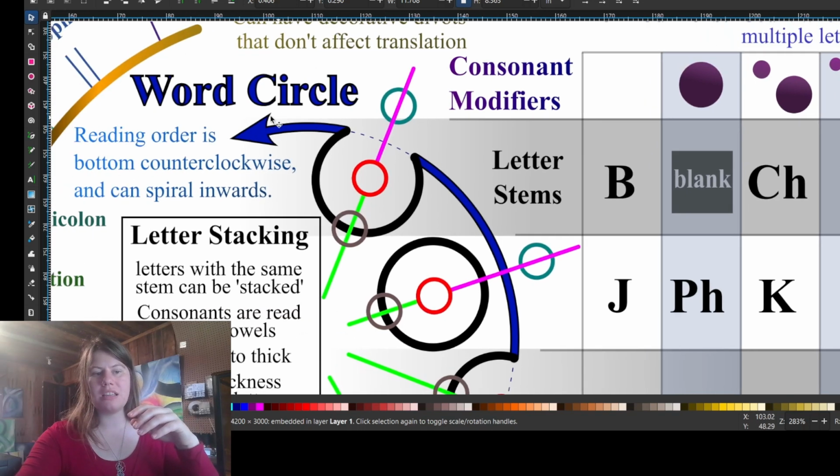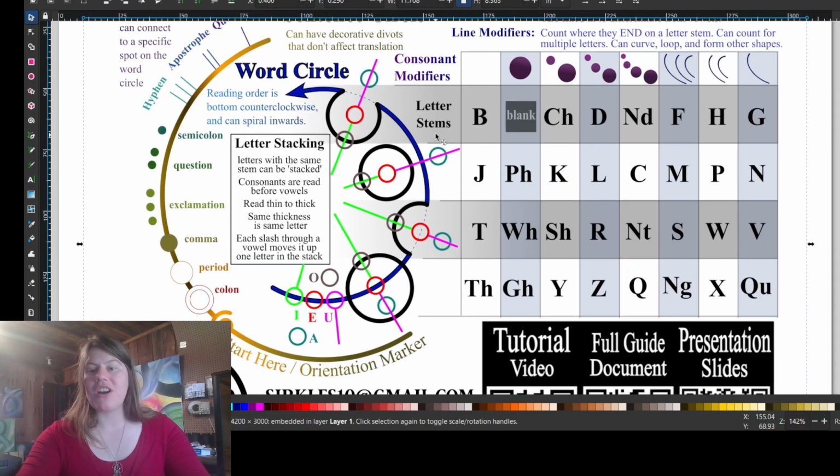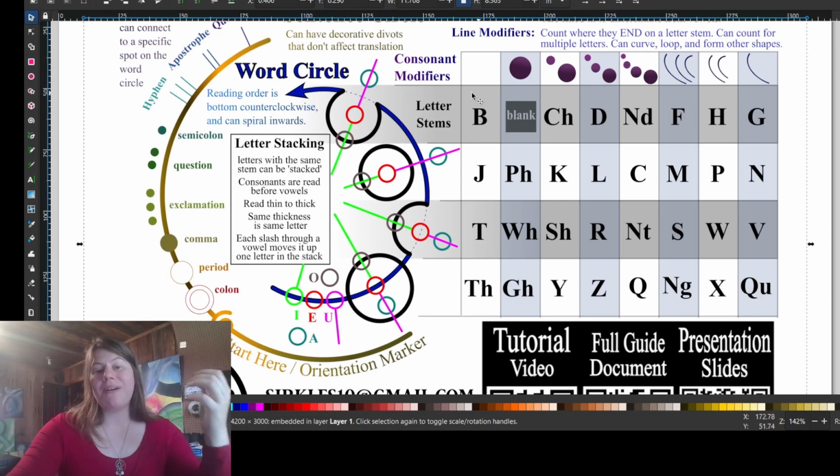This blue one is the word circle, the black line is the letter stem. So if a line were to end on that letter stem, it would count for a line modifier, but if it goes through the letter stem, it doesn't count. So this line going through the letter stem doesn't count on the letter stem, but it does count on the vowel. So let's go down and talk about vowels now that we've talked about the dot modifiers, line modifiers, and letter stems.